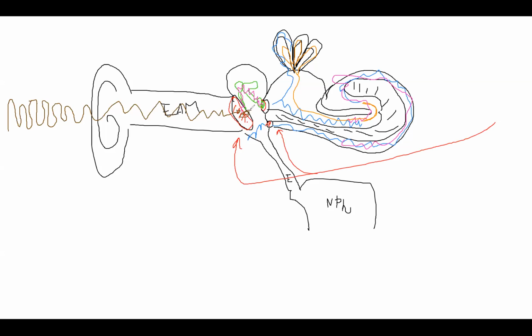The tensor tympani makes the tympanic membrane tighter. And the stapedius keeps the stapes more firmly in the oval window. So these two muscles, using reflexes, reduce the intensity of the waves which are transmitted. But if it's too intense, it can of course destroy the hair cells. So you understand now how you hear.